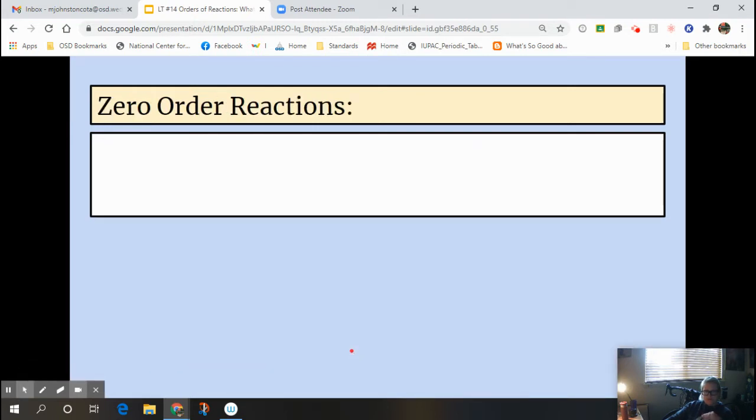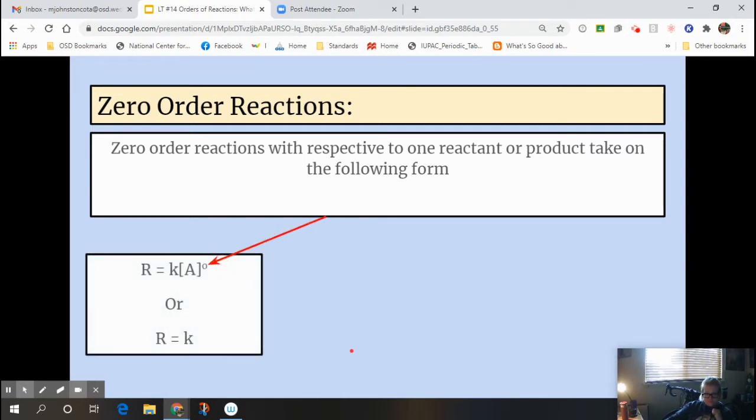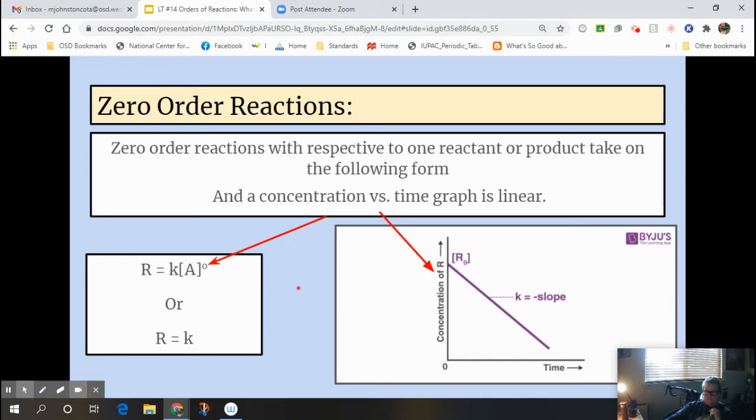The simplest form is the zero order reaction. Zero order reactions with respect to one of the reactants or products, we're just going to use reactants here, take on this form, where k is going to be your rate constant, concentration of some reactant to the zero power. And it's really sweet because that just means that the rate is equal to the rate constant. When I graph concentration versus time, which you will notice time is not present in this equation, you will get a linear equation.